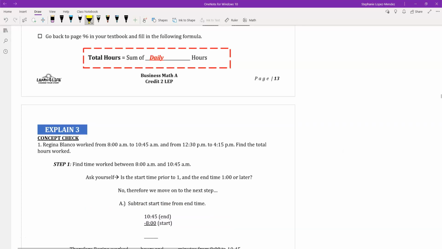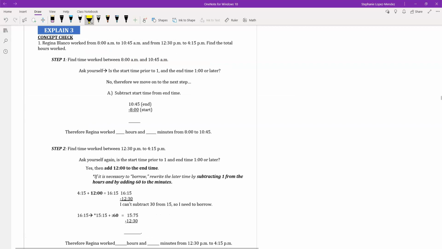Before we move on to our third concept check, we need to explain the formula that we are going to be using for this section. That is, total hours equals the sum of daily hours. So now we go to our concept check. On problem number 1, it says, Regina Blanco worked from 8 a.m. to 10:45 a.m. and from 12:30 p.m. to 4:15 p.m. We need to find the total hours worked.